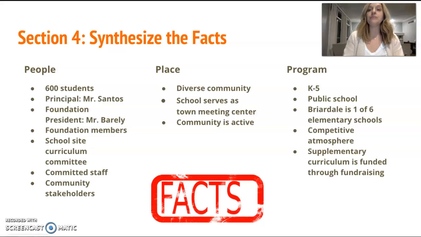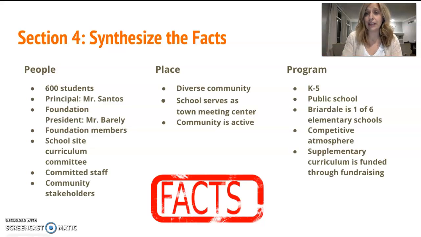It was something that they came to an agreement on together. When the foundation makes a recommendation for how they want the supplementary curriculum funds to be spent, that goes to a school site curriculum committee headed up by a veteran teacher. They look over the recommendations from the foundation and then decide if they're going to use that money to purchase the supplementary curriculum being asked for by the foundation.